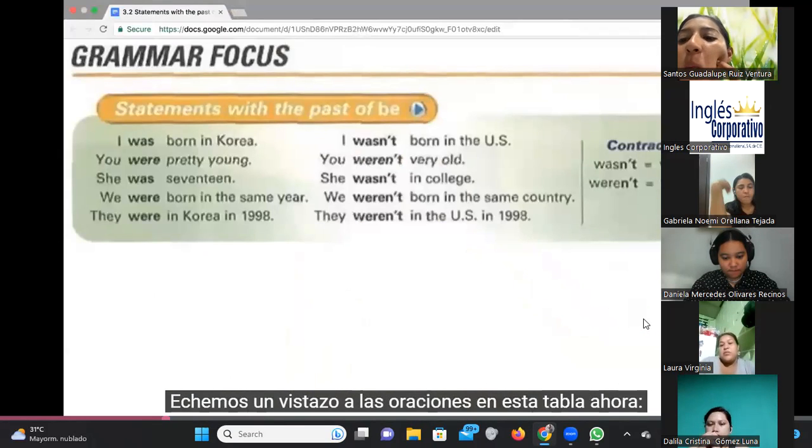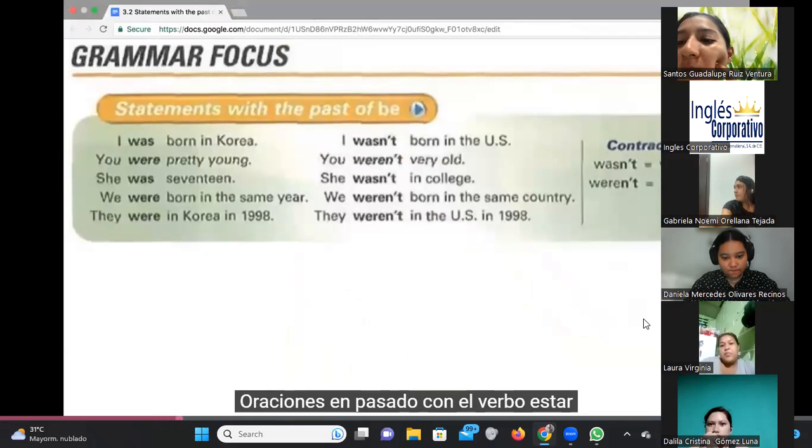Let's take a look at the statements on this chart now. Statements with the past of be.